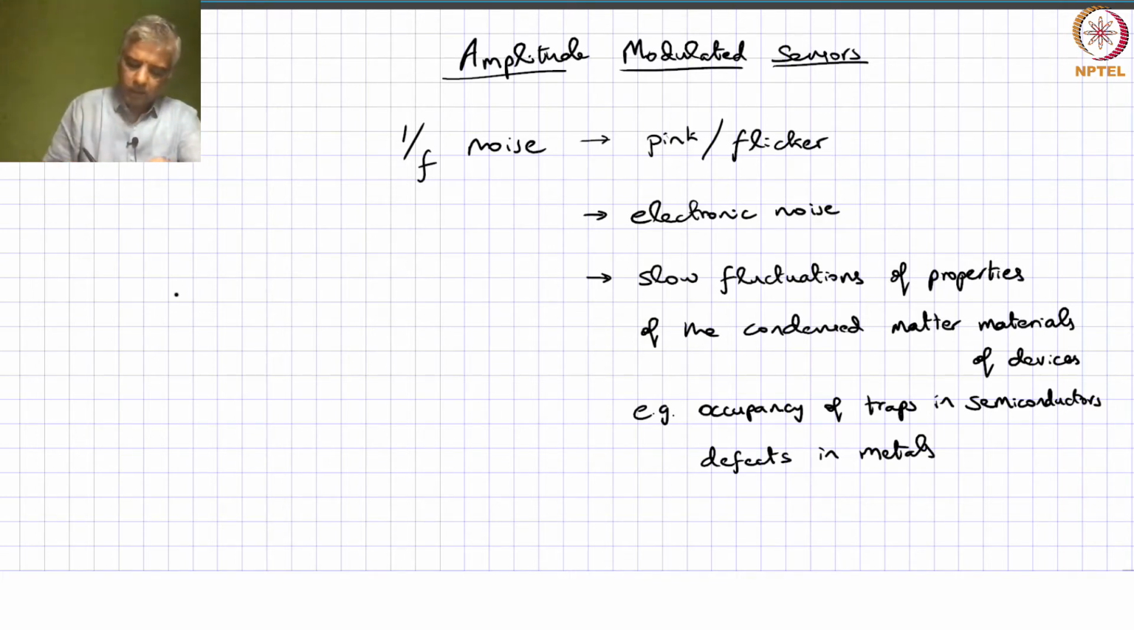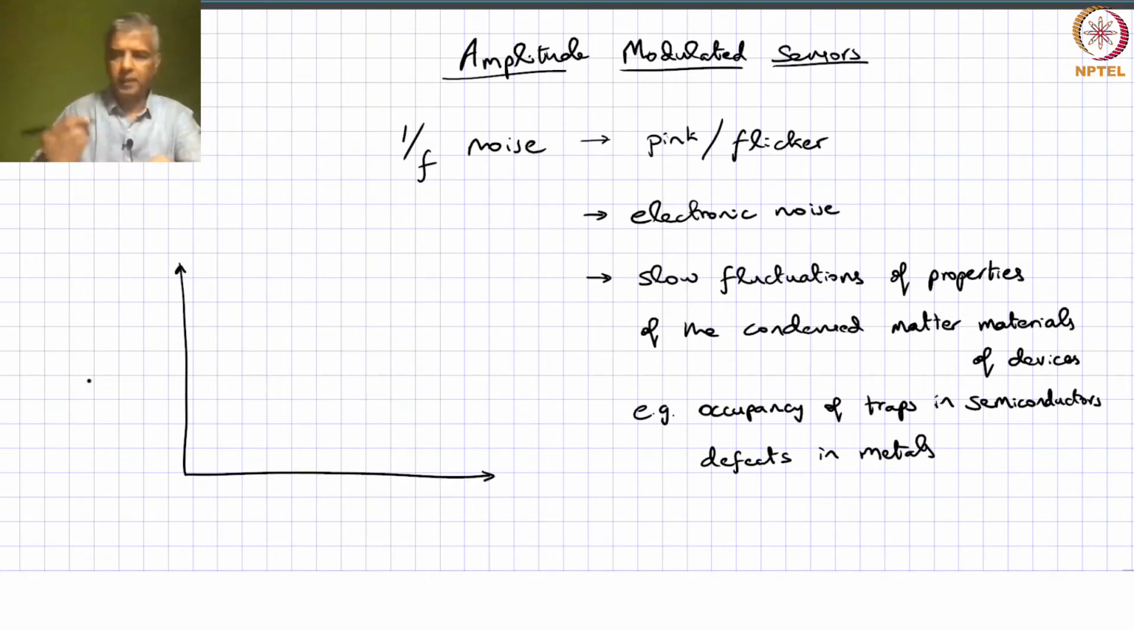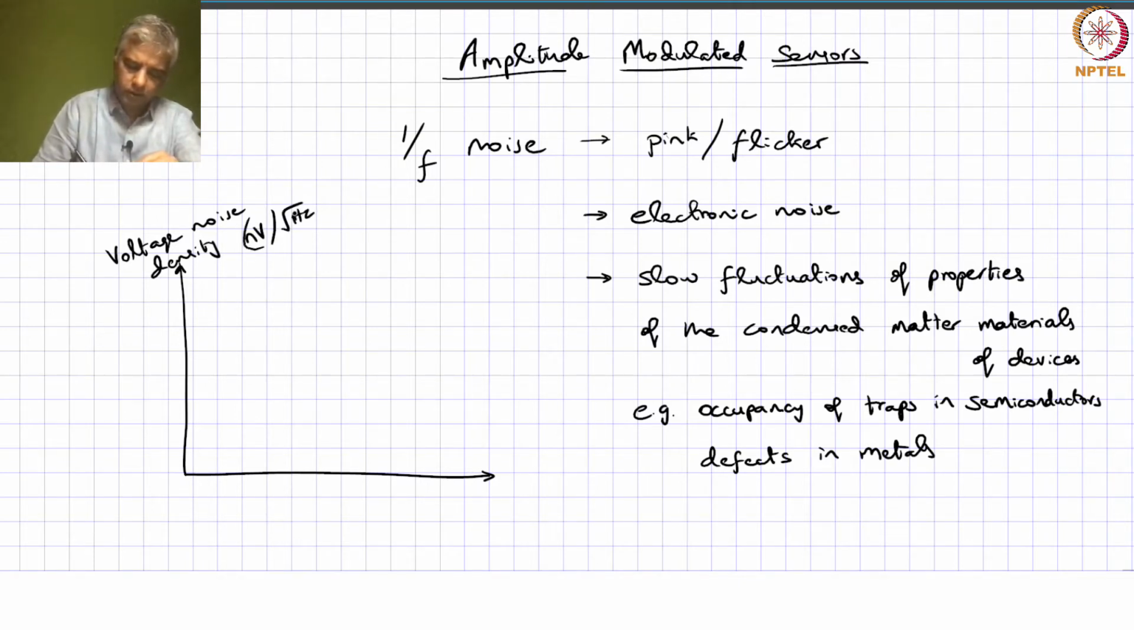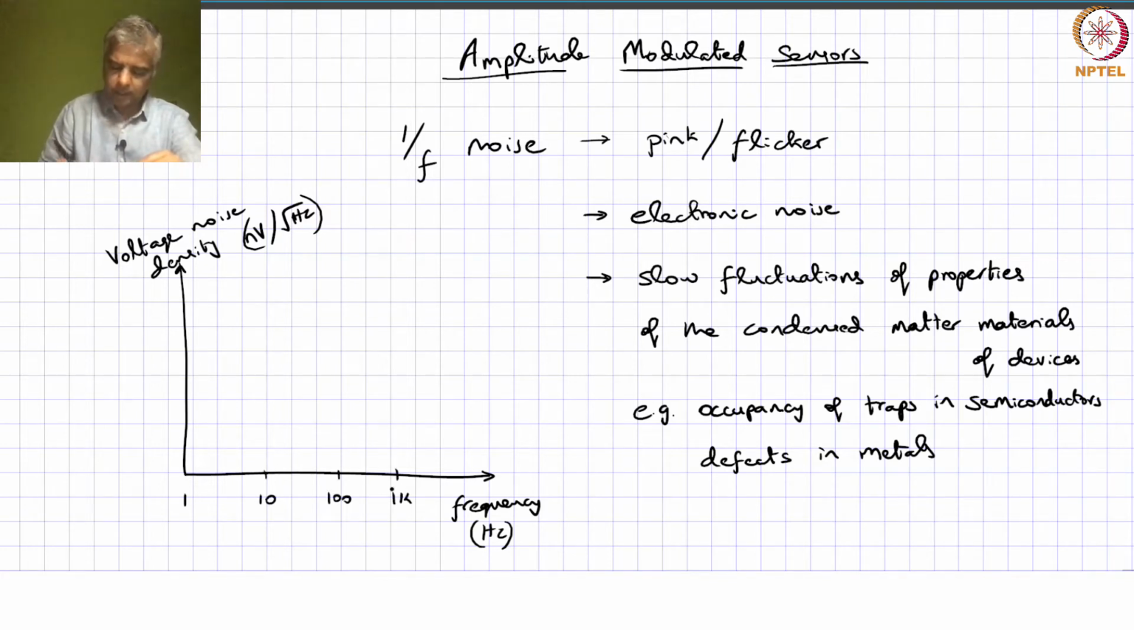To get an idea of this, let's say you are looking at an op amp, and you are looking at the voltage noise density of the op amp. As we saw before, it's typically expressed in nanovolts per root hertz as a function of frequency in hertz. So you say 1, 10, 100, 1K, and so on.